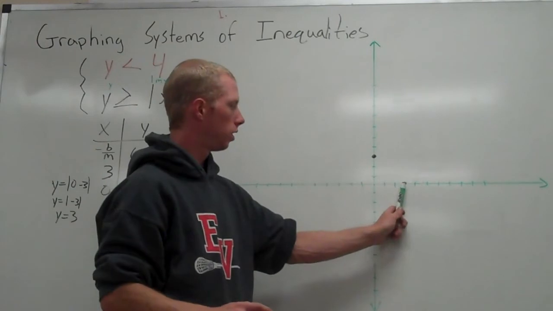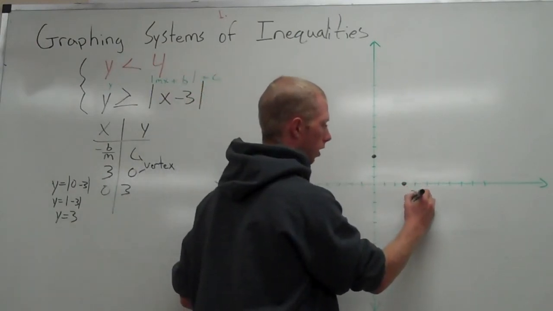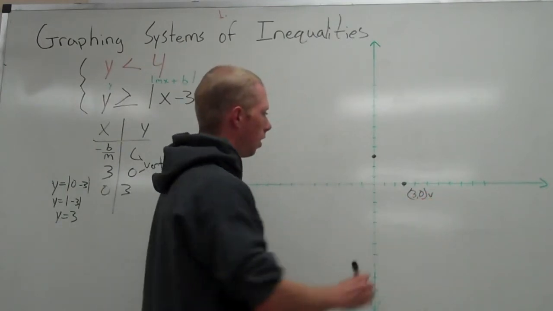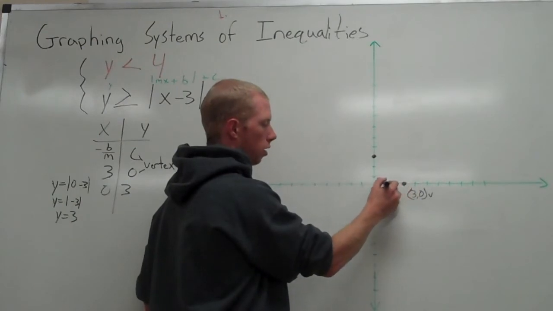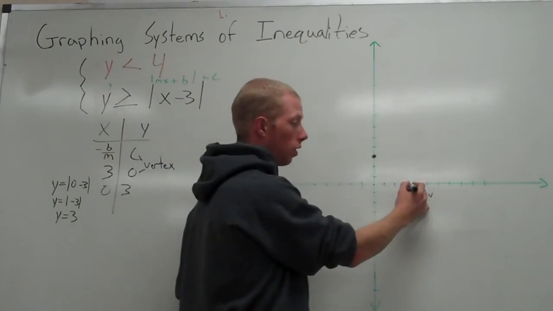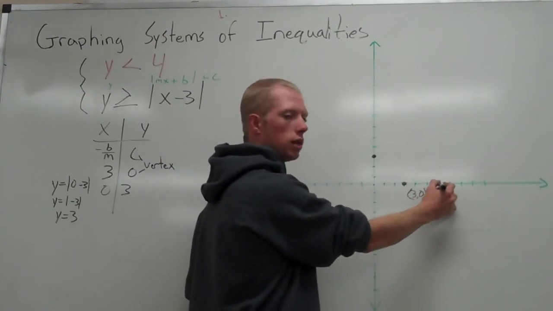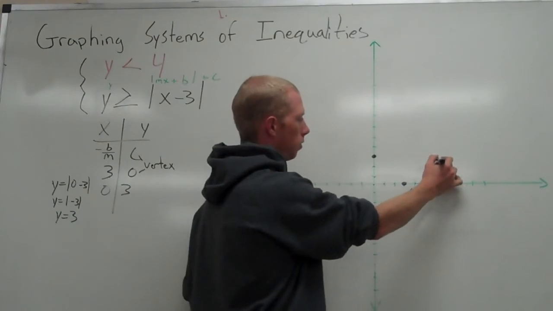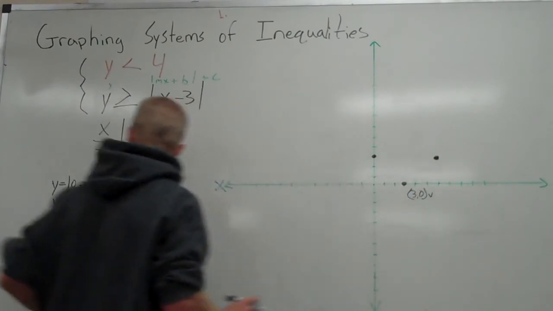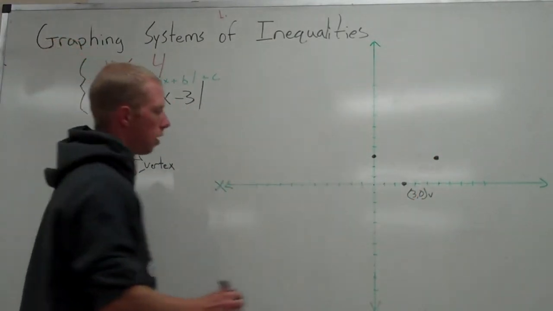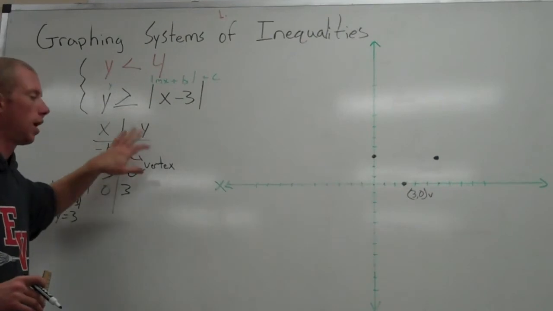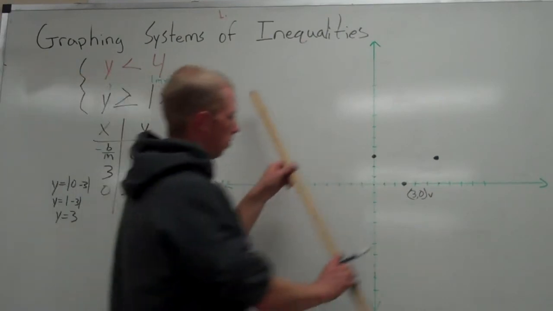Now in order to go from this vertex, okay, so my vertex was at 3, 0. Put a little v next to it so I remember. I went from here 1, 2, 3 over, and 1, 2, 3 up. So now I'll go 1, 2, 3 the other way, and 3 up again. This will give me my V shape. It's going to look like this. I want to go back and reference, do I use a solid line or a dashed line? It's going to be solid because I have or equal to.